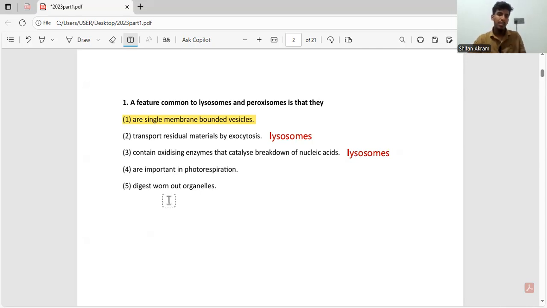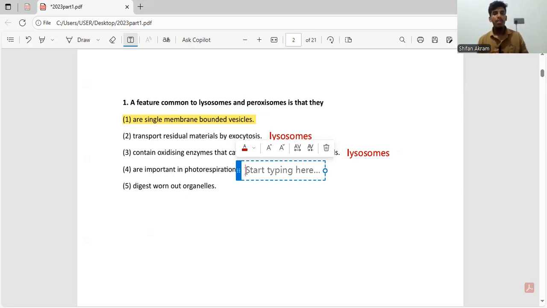Then the fourth statement: important in photorespiration. Now, when it comes to photorespiration, the organelle that is involved in it is the peroxisome. So along with mitochondria and chloroplast, peroxisome is the other organelle that is involved in photorespiration. So there are three organelles. One is mitochondria, then we have chloroplast, and we have peroxisome.